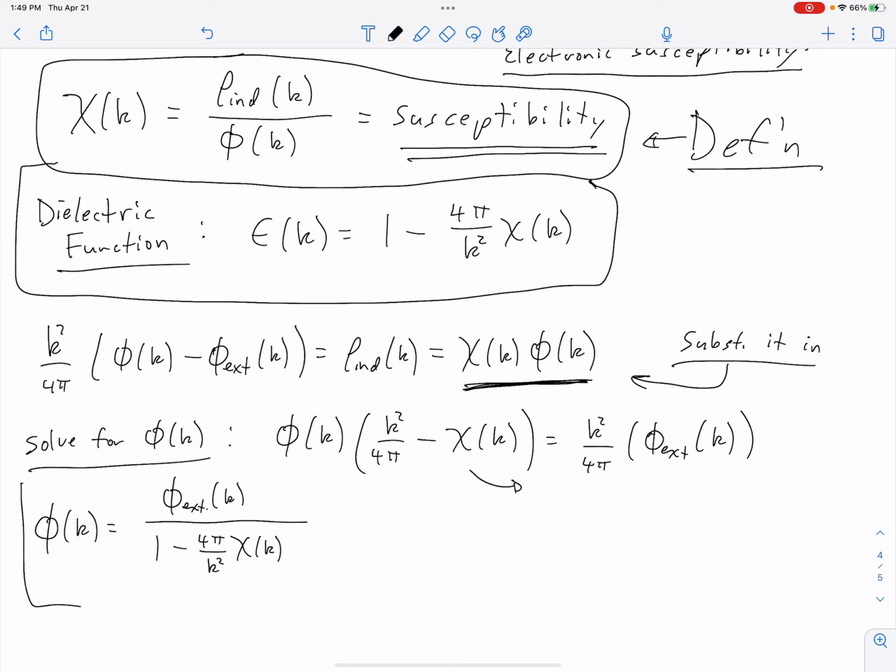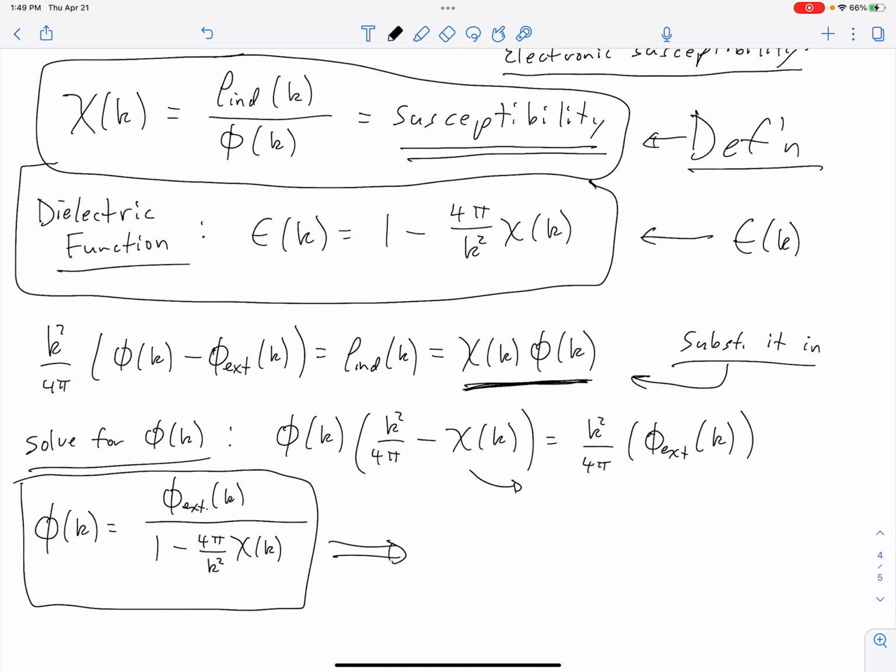And that is a very important equation, because we've already defined the dielectric function, epsilon of k, and so you can see that what's underneath is epsilon of k. Look at that. Oh my god, that's so cool. And so then phi of k is equal to phi external of k divided by the dielectric function of k.